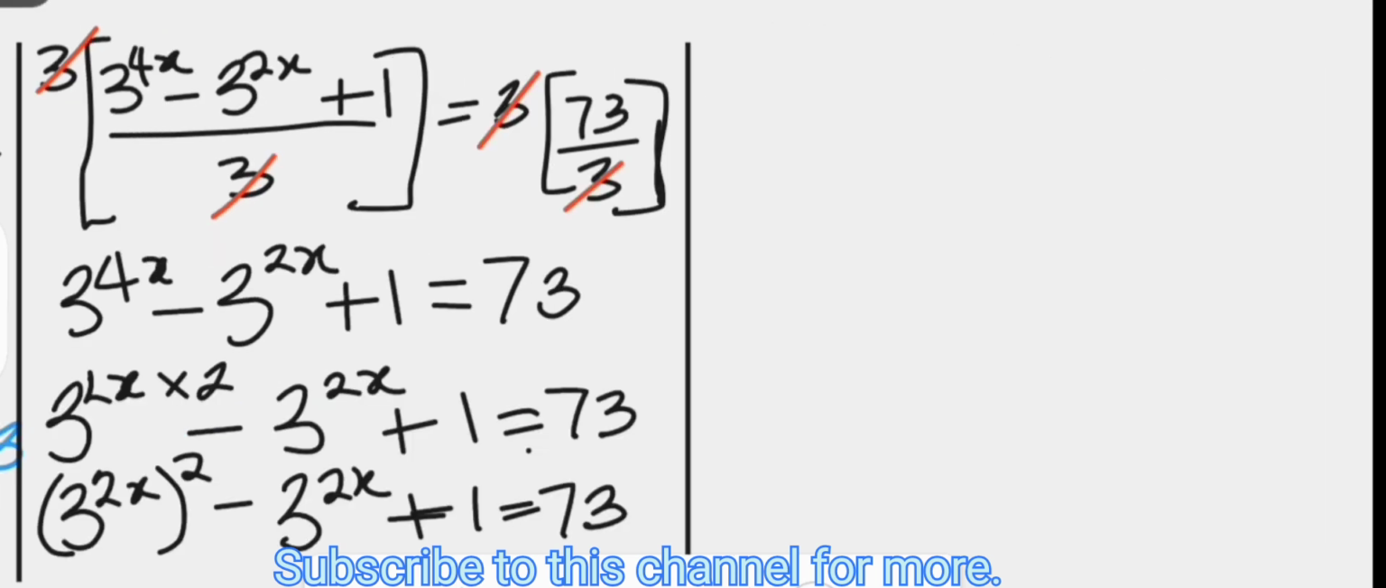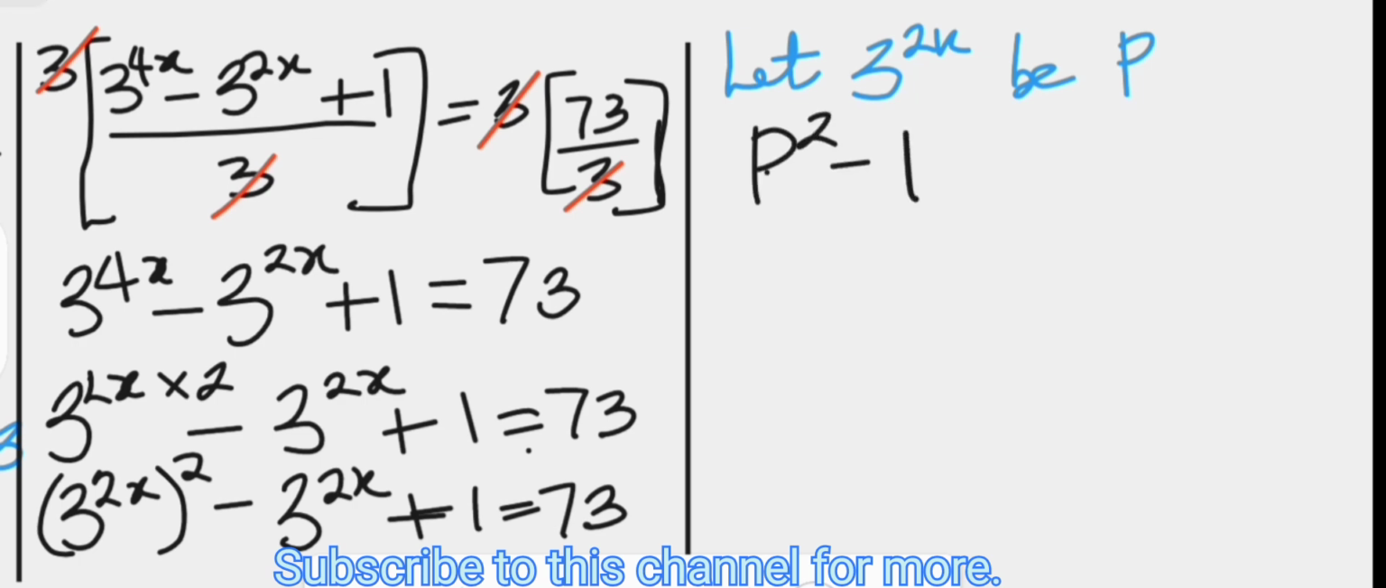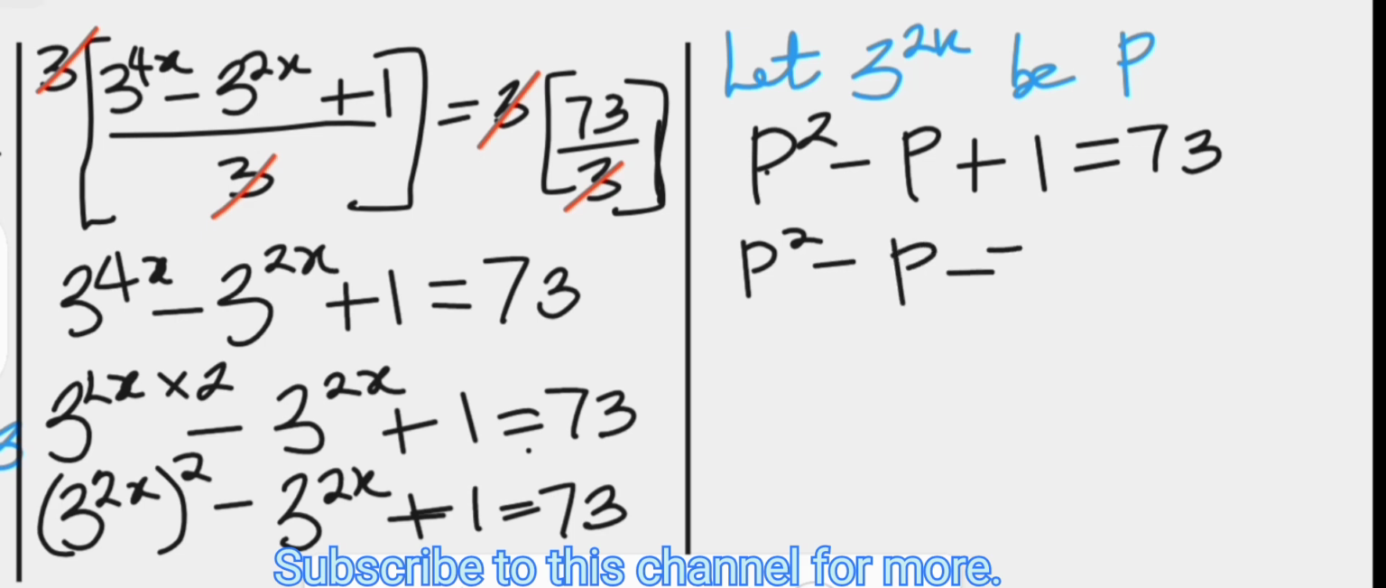We then make a substitution here by letting 3 raised to the power 2x be p. Therefore, the expression on the left hand side becomes p squared minus p plus 1 equals 73. Subtracting 73 from both sides, we have p squared minus p minus 72 equals 0.